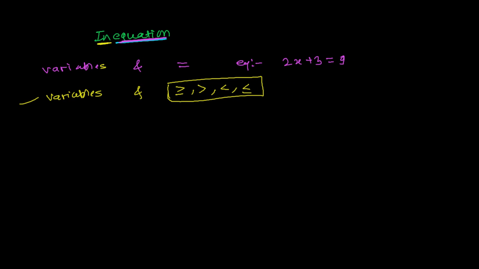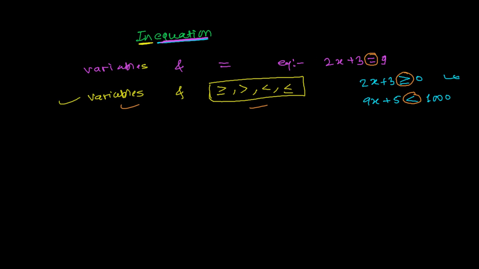Let me give an example. Let's say 2x plus 3 is greater than or equals to 0. This is an example of inequation. Similarly, 9x plus 5 is less than, let's say, 1000. So this is inequation. The difference between equation and inequation is clearly visible: here is an equals to sign, and here we have an inequality sign. Any equation which involves variables and these symbols is called inequation.